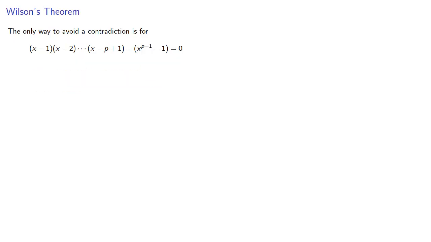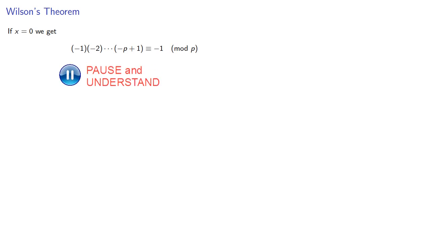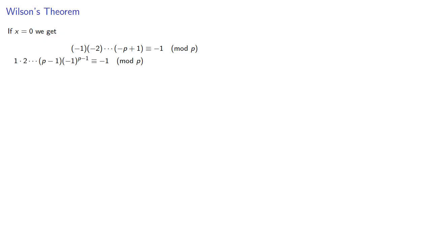In other words, the expansion of this product gives us x to P minus 1 for all x, including x equals 0. Now if x equals 0, we get over on the left-hand side, which if we remove those negatives, we have a product of the numbers from 1 to P minus 1 and P minus 1 factors of negative 1, and over on the right-hand side we just get negative 1.